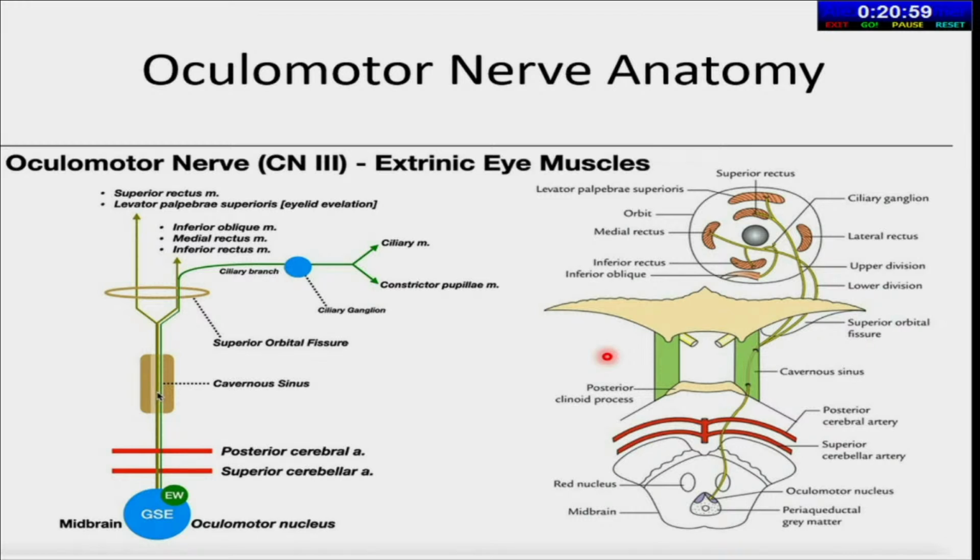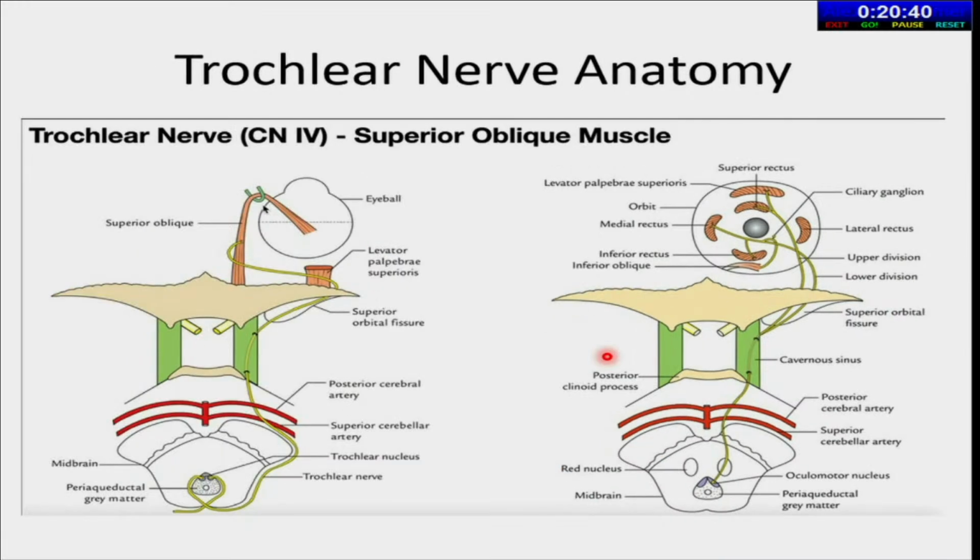So the superior division will supply the levator palpebrae superioris as well as the superior rectus. The inferior division goes on to the medial rectus, the inferior rectus, and the inferior oblique, which get further subdivided as it enters the orbit through the superior orbital fissure. So again, you should be familiar with this anatomy, because based on where in the path it is getting affected, you may see different changes or different clinical signs and symptoms.